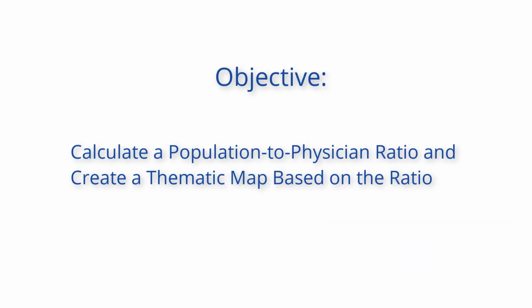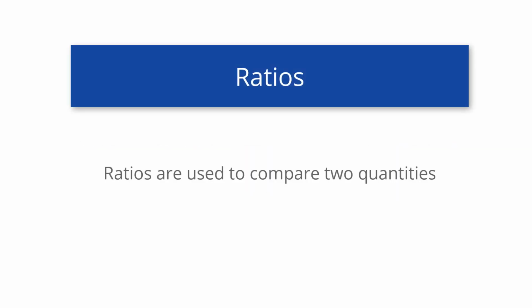The objective of today's training video is to demonstrate how to calculate a population to physician ratio and create a thematic map based on that ratio. Ratios are used to compare two quantities. ArcGIS can be used to calculate a ratio based on two existing variables and display the results in a thematic map. In this example, we are going to compare the number of physicians to the population in a county for the state of California. This ratio will allow us to determine the availability of providers by county in the state.